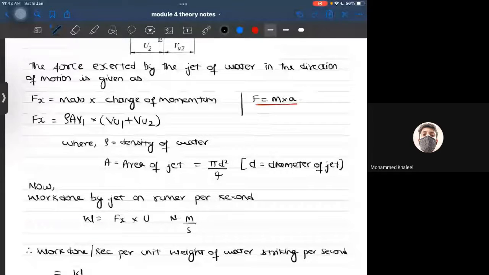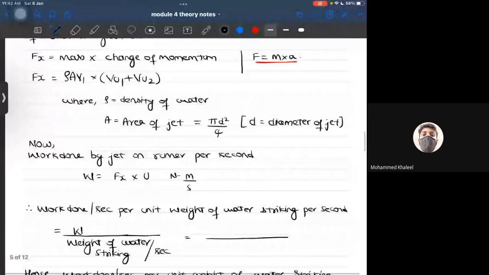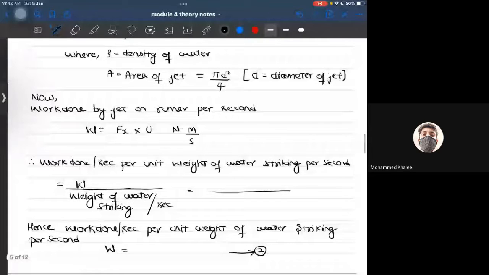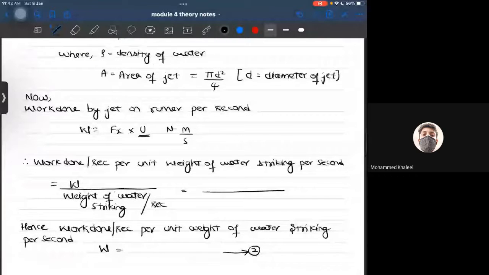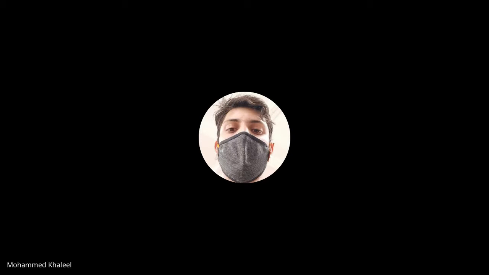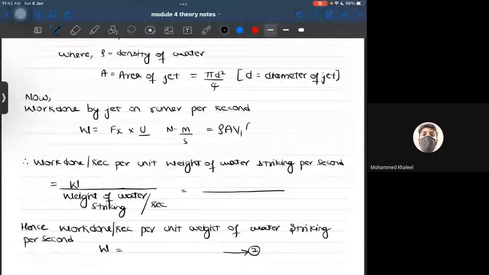Now continuing further, you have calculated Fx. Multiply it by U, so that you would get the value of W. So how will you do it? If you want to calculate W, it is the same thing, rho A V1 into VU1 plus VU2 into U. So for the same thing, you are multiplying it by U. So the same units will come, Newton meters per second. Newton is the unit of Fx and meter per second is the unit of U. So it is Newton meters per second.